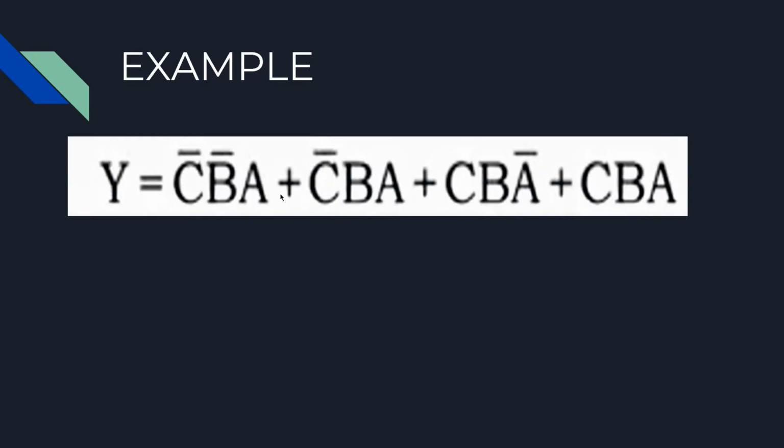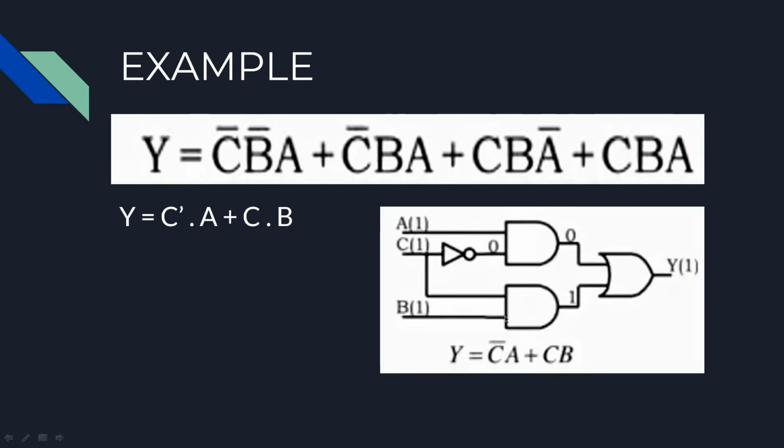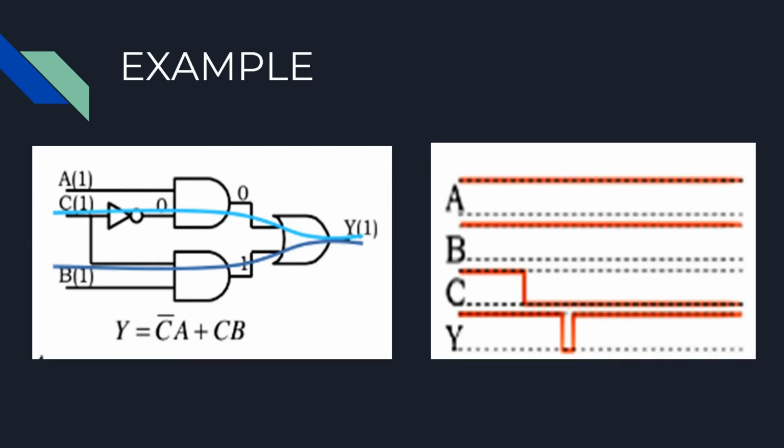This is the expression we solved in the last video, where we reduced it to C bar A plus CB. Now the circuit diagram for this expression will be this using logical gates. If this is the circuit diagram, when A is 1, B is 1 and C makes a transition from 1 to 0. Before the transition C is 1, the output 1 is due to the bottom AND gate. After C changes from 1 to 0, the bottom AND gate turns off and the top AND gate turns on.